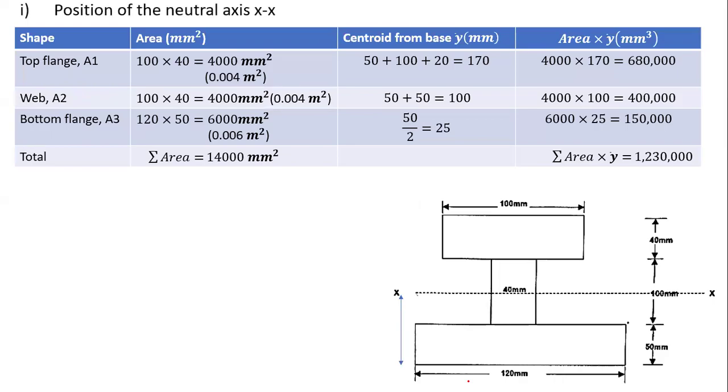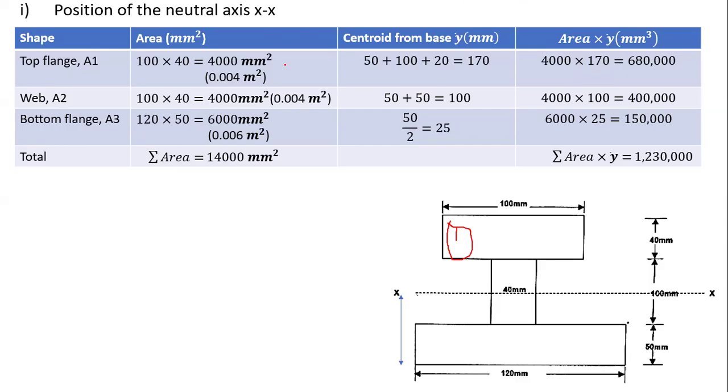Here's our table. We have the top flange, which is in this section 1. The top flange has dimensions 100 by 40. This is 40 as picked from here. Then this one is 100. And hence, to get the area, we multiply that 40 by 100 and we get 4,000 square millimeters, which in square meters is 0.004 square meters.